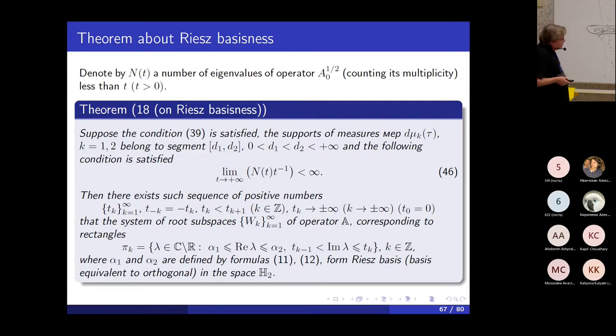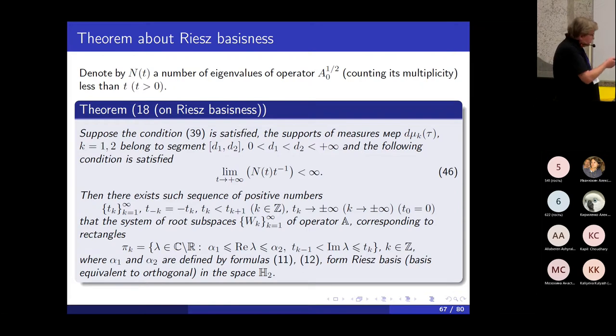Now, a stronger and deeper result, quite up-to-date, about Riesz basisness, of course. Completeness is one thing, but basisness is more interesting, a deeper, more delicate situation. So instead of condition 45, we have to consider condition 46, a more severe condition on the multiplying function.